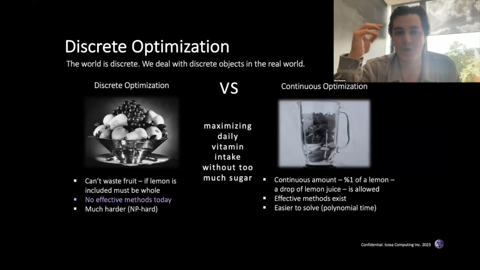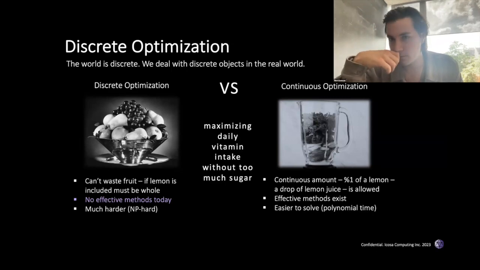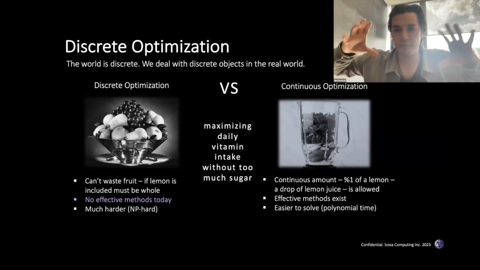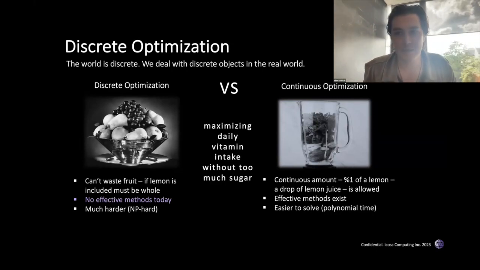Let's say I'm trying to maximize my vitamin intake for the day. I want to be healthy, but I don't want to take too much sugar in. So one thing I can do is create myself a fruit bowl for the day. But if I'm doing a discrete optimization, I can only have whole fruits. I can have 3 lemons in my fruit bowl for the day, and I eat the whole lemon. On the other hand, I can also make a smoothie. In that case, I don't have to put the whole lemon in. Maybe I just want 2 teaspoons of lemon. So that is allowed in continuous optimization.